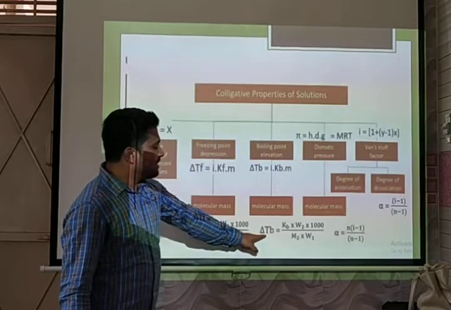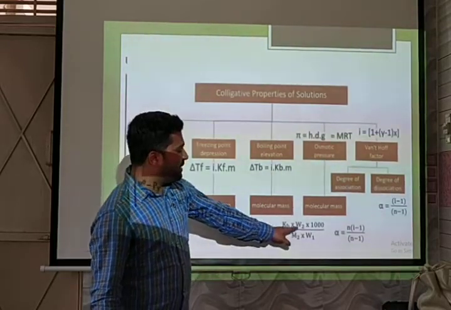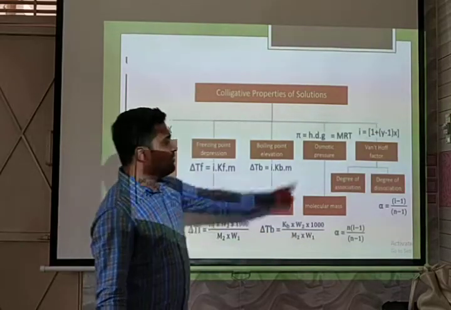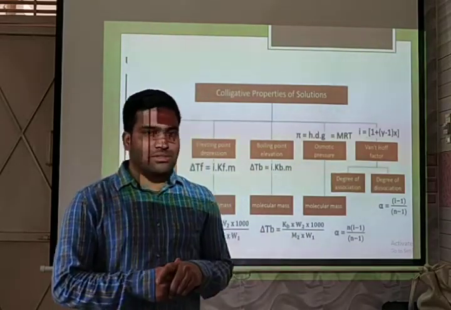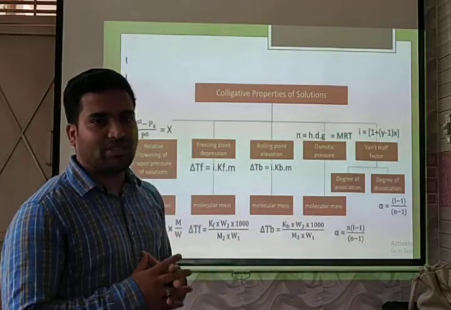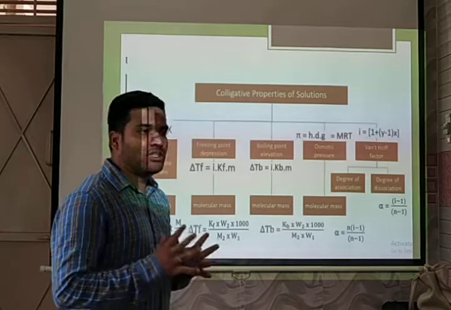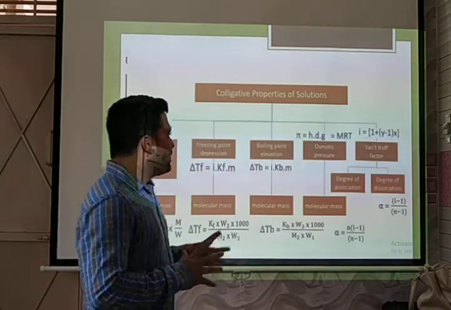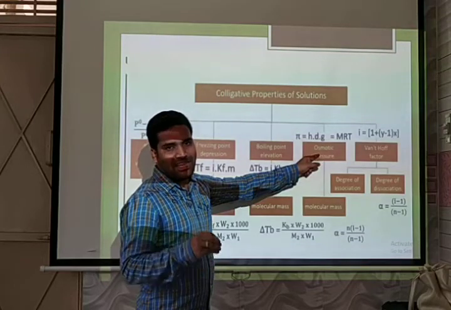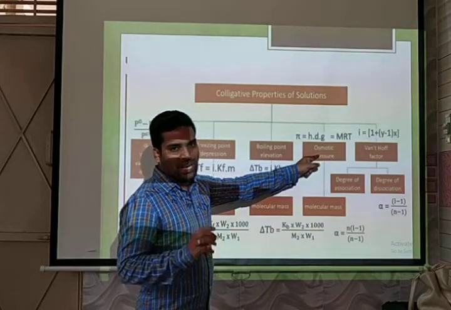Okay, if you want to calculate the molar mass, delta Tb is equal to Kb into W2 into 1000 divided by M2 into W1. In case of osmotic pressure, you know osmosis, that is movement of a solvent particle from lower concentration to higher concentration through a semi-permeable membrane. So osmotic pressure means an excess pressure applied on the higher concentration side just to stop the osmosis process.